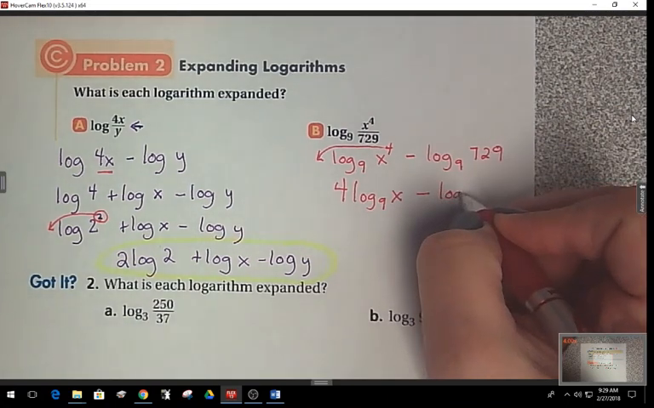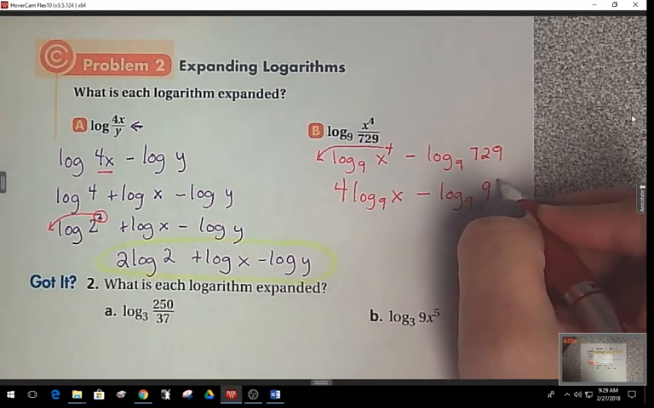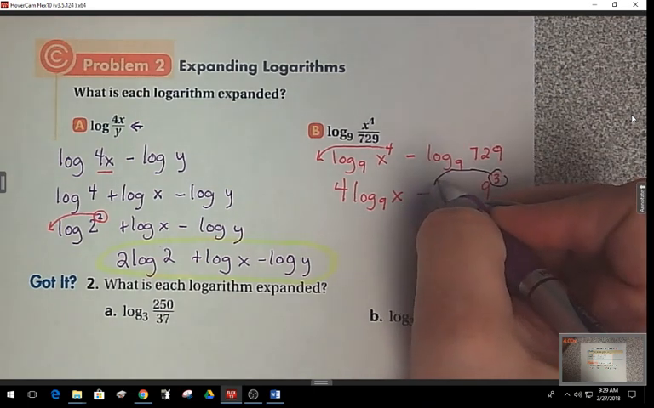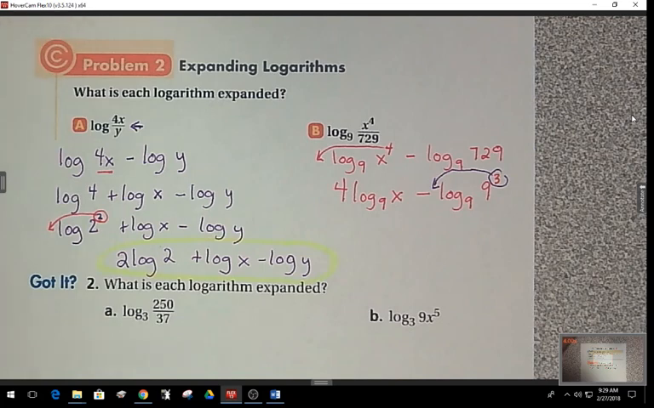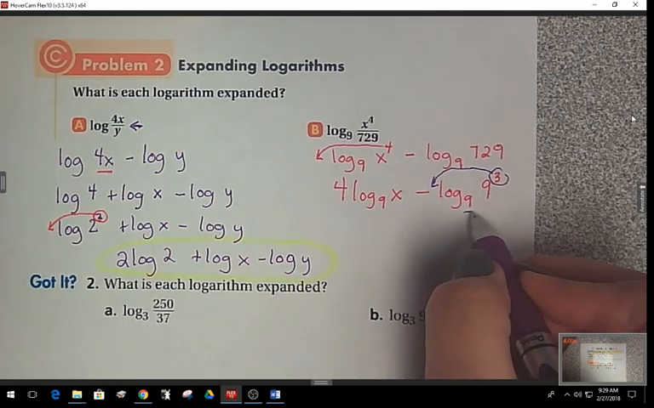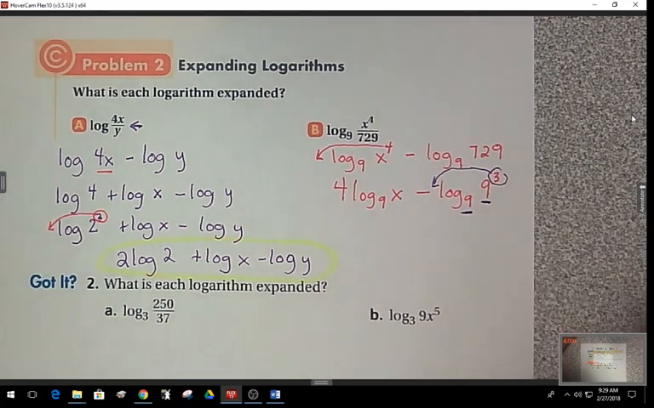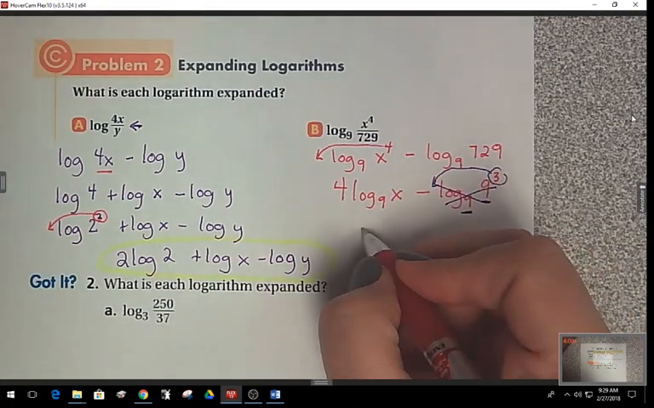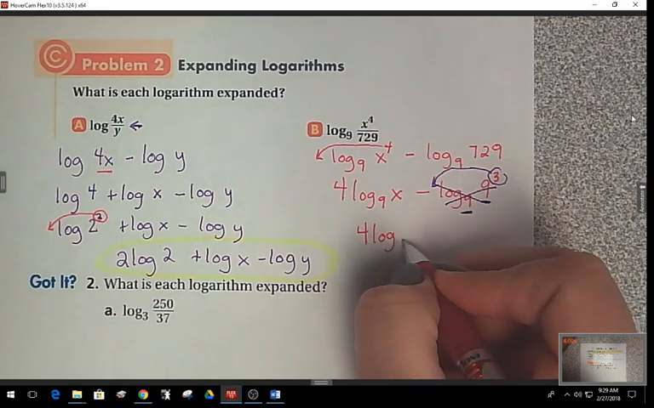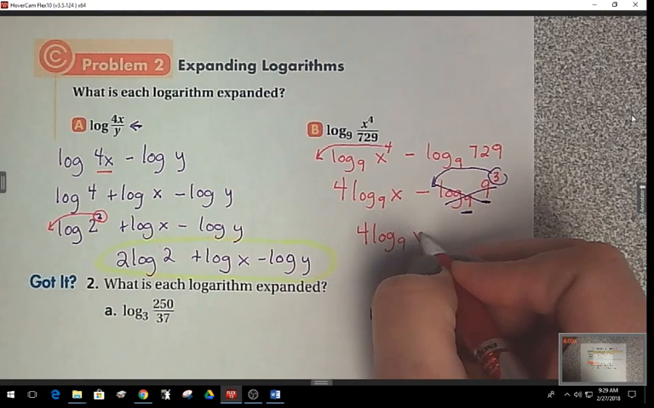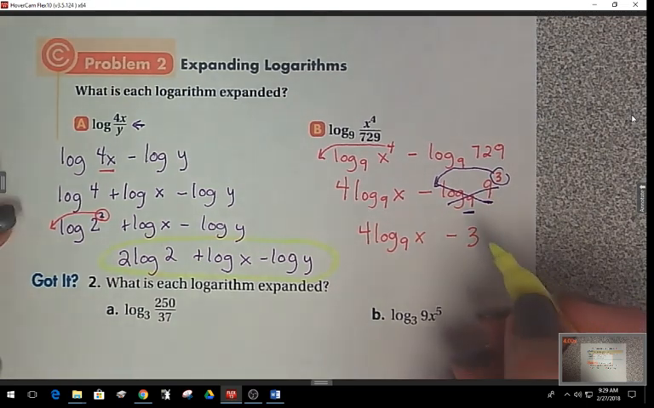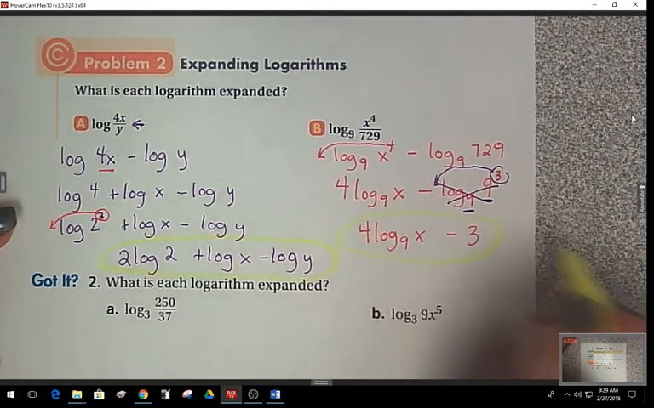So I'm going to rewrite it here. And then this exponent will need to be moved out in front. Or, if you'll remember, this is just like 2 on the other page. My base for the logarithm and my base for the power are the same. So actually, all of this is going to cancel. And I end up with 4 times the log base 9 of x minus 3. And that is your simplified answer.